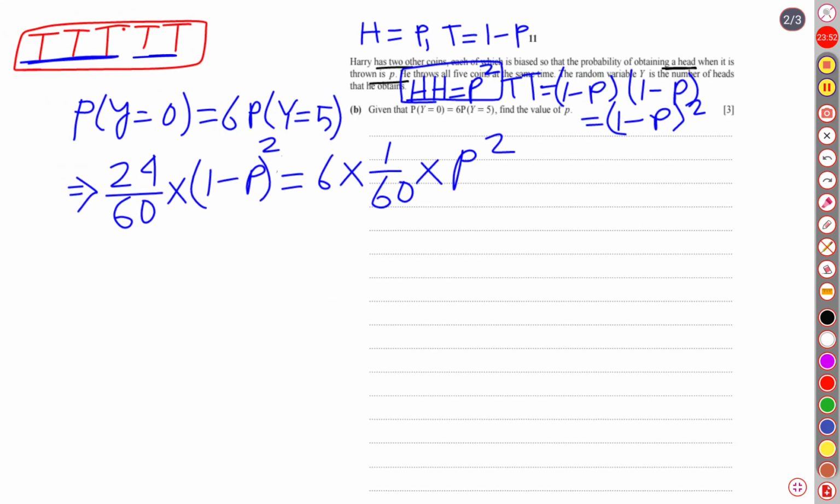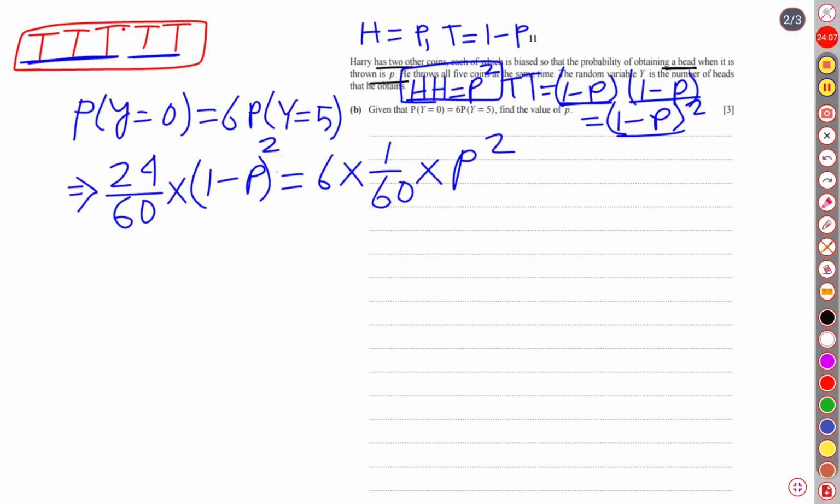This is next 2 tails. So for next 1 tail, it is p. For 1 tail, that is 1 minus p. So for 2 tails, it will be (1 minus p) into (1 minus p), that is (1 minus p) whole squared. Well, let's move on to the right side.